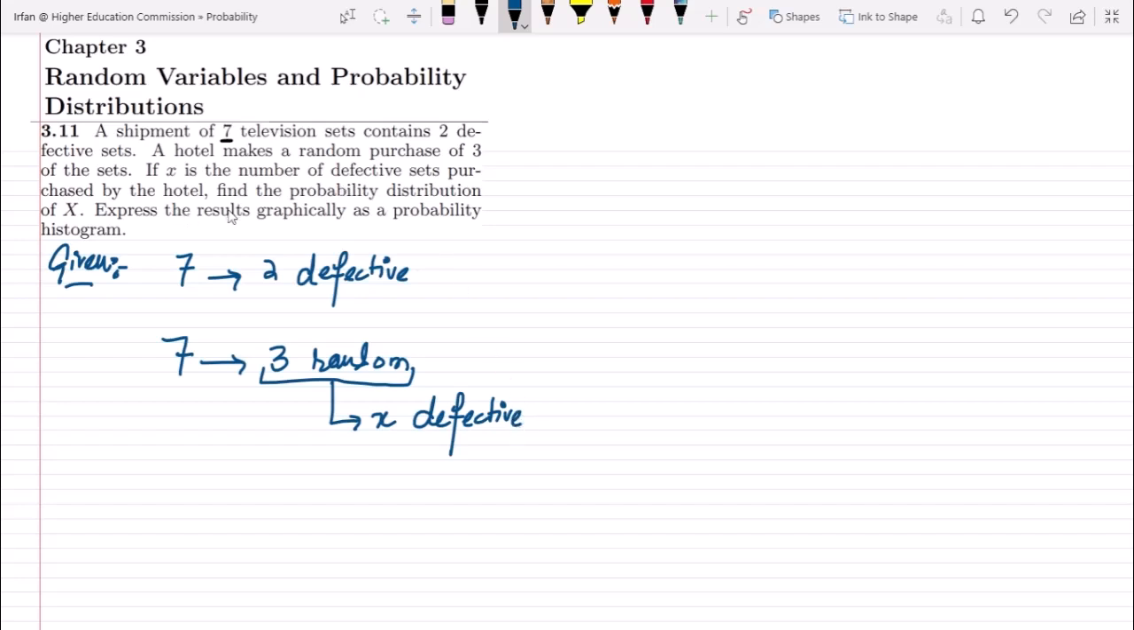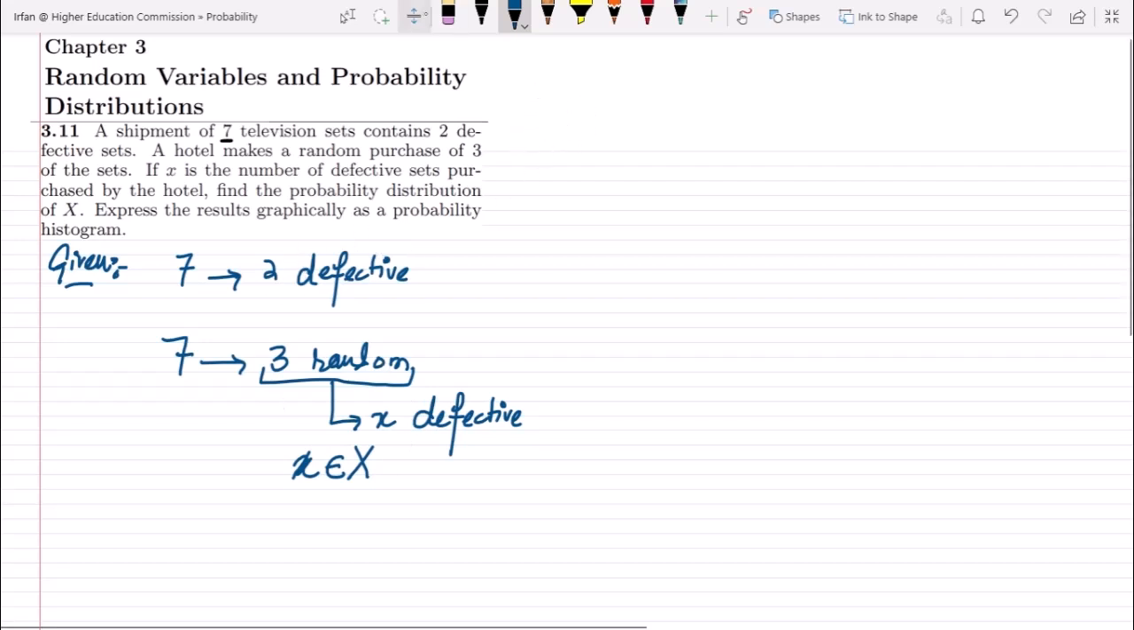As told by us, find the probability distribution of X, where this small x is a member of this capital X, which is basically the random variable, and express the results graphically as a probability histogram. So I have to express this one.